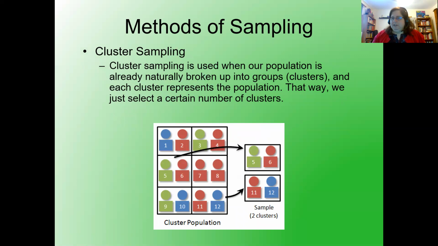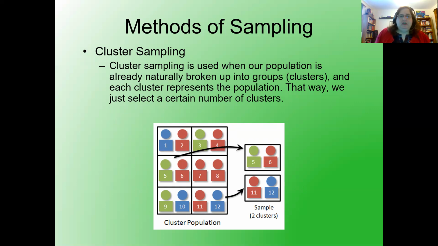Cluster sampling. Cluster sampling is used when our population is already naturally broken up into groups or clusters, and each cluster represents the population. That way, we just select a number of clusters. So when you're thinking of cluster sampling, I want you to think of populations that are already naturally broken up, such as neighborhoods, families, schools, classrooms, right?